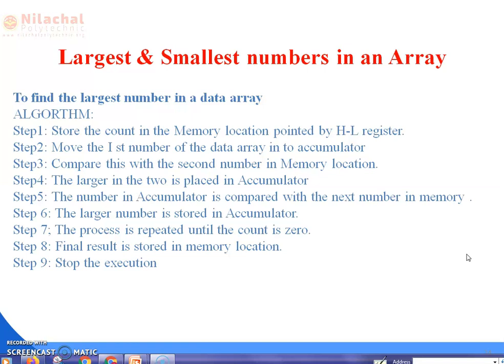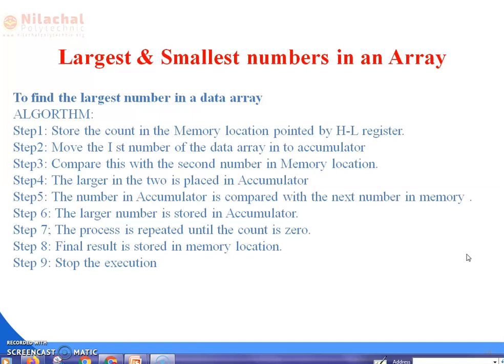Next, step 5 is that the number in the accumulator is compared with the next number in memory. That means the number present in the accumulator should be compared with the next number present in the next memory location. Then step 6 is that the larger number is stored in the accumulator. That means among these two numbers, whichever is largest is stored in the accumulator.